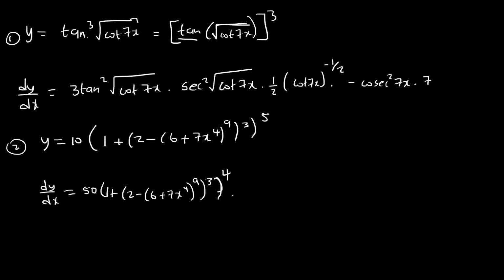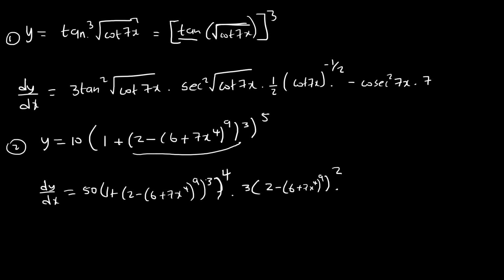Now we go inside. Inside, if I derive 1, I get 0. Now after 0, I must go to this bracket for exponent 3. The main function, that's exponent 3, which will give me 3 exponent 2. Then inside the bracket does not change. I have 6 plus 7x exponent 4. I still have exponent 9. Then now we go inside the bracket of that 3. I have 2, which will give me 0.